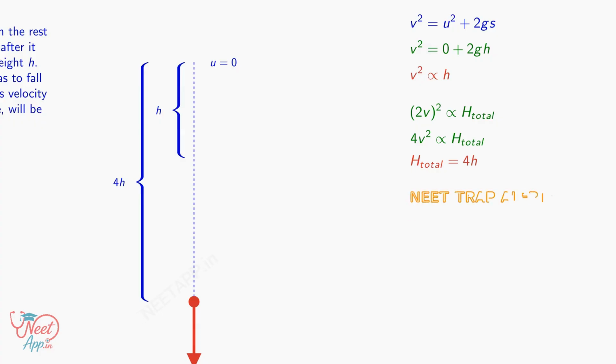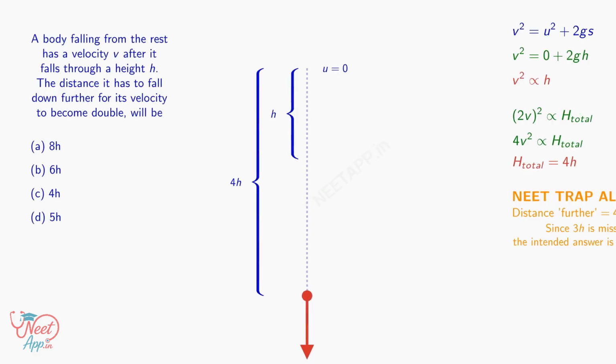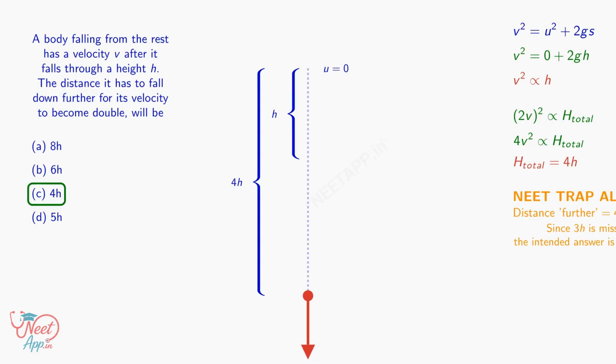Here is a massive NEET trap. The question specifically asks for the distance it falls further. Since it already fell h, the further distance is mathematically 3h. But look at the options. 3h isn't there. In poorly phrased exams, if the exact difference isn't an option, they are asking for the new total distance, which is 4h. Always check your options. Let's look at question 3.